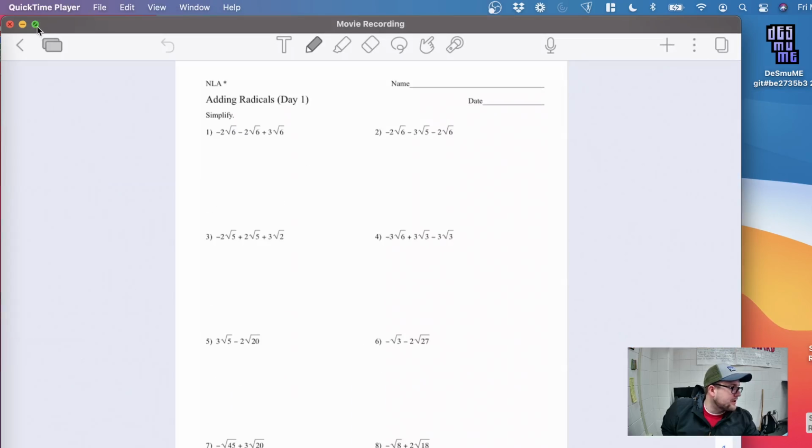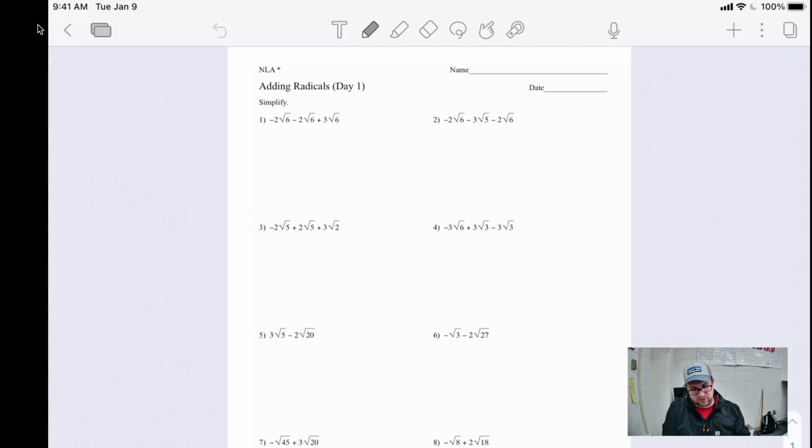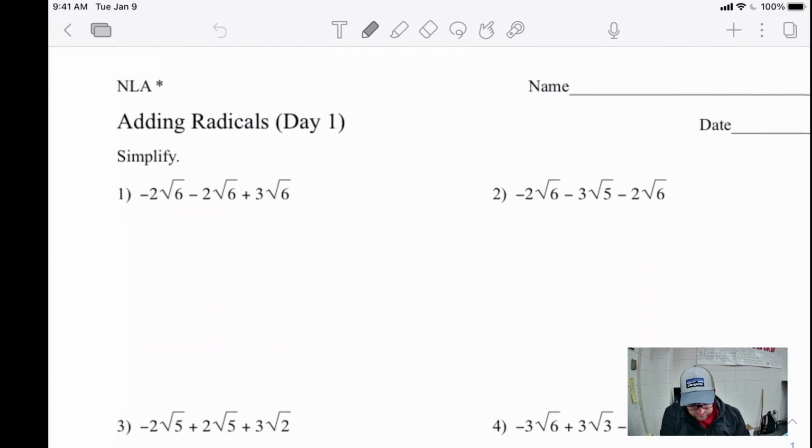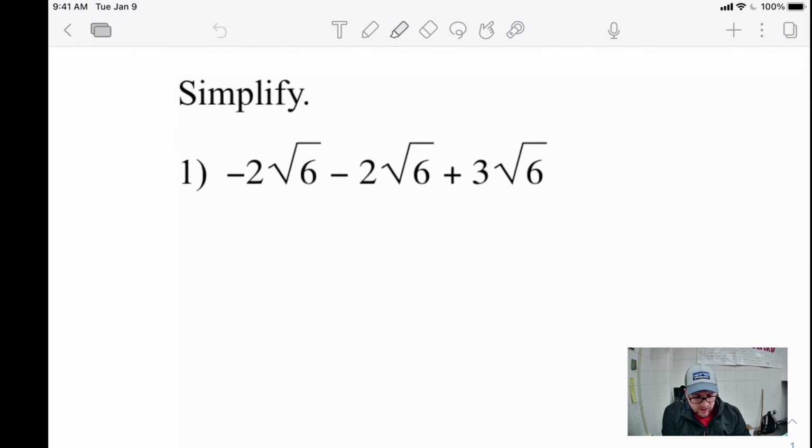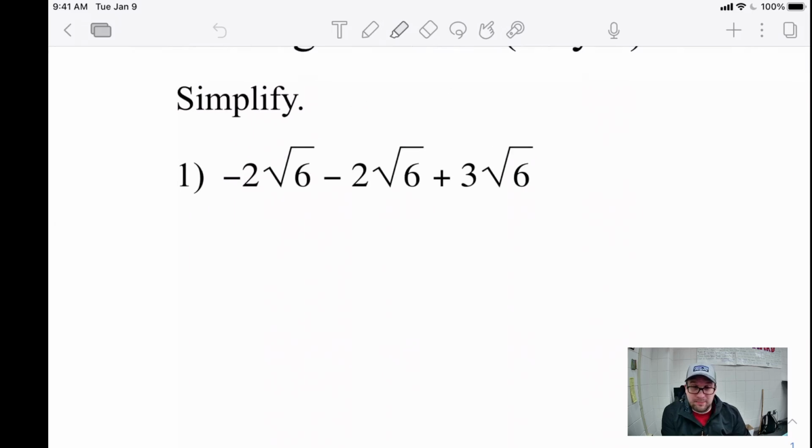Today we are going to change it up a little bit, and we're going to talk about how we add radicals together. We've been spending all of our time simplifying and multiplying, and now we're going to get into how we add. A couple of things you want to know: we can only combine radicals together if they have like radicals.